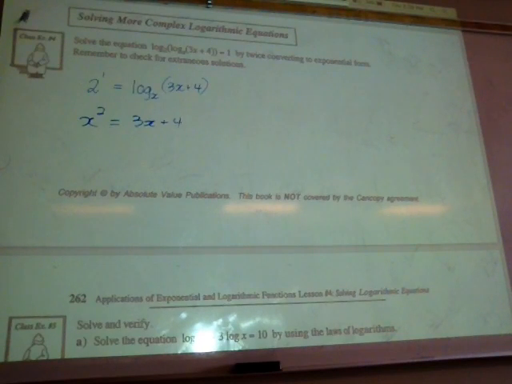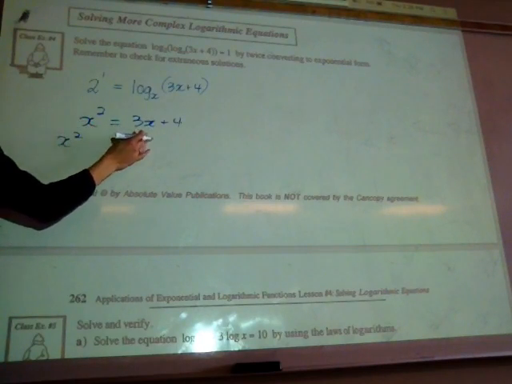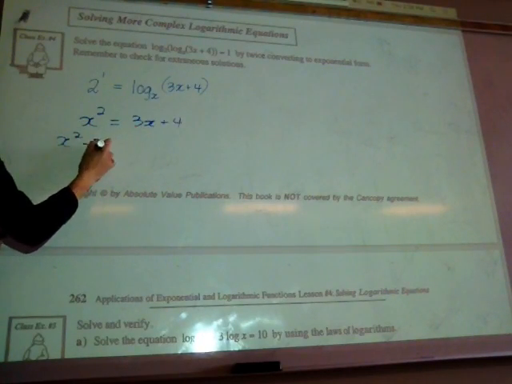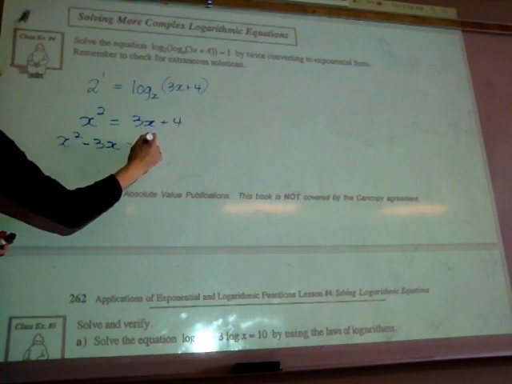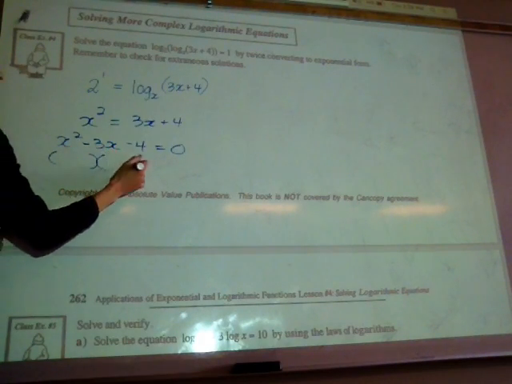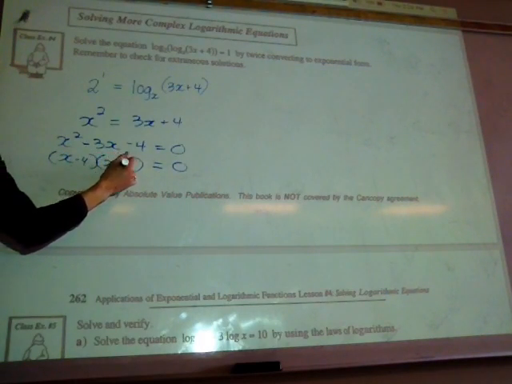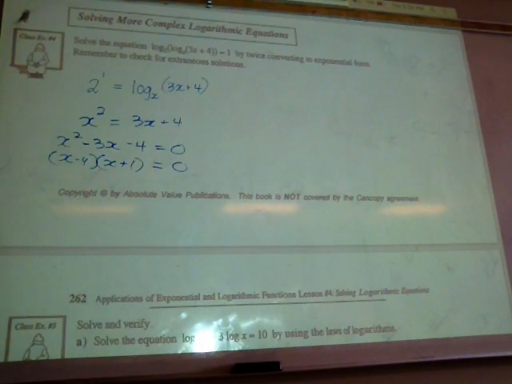And again, we have a quadratic equation. Just move everything to one side and we get to solve. So x squared, we're going to subtract 3x, and we're going to subtract 4, and that equals 0. Two numbers that multiply to negative 4 and add to negative 3, get x minus 4, x plus 1.